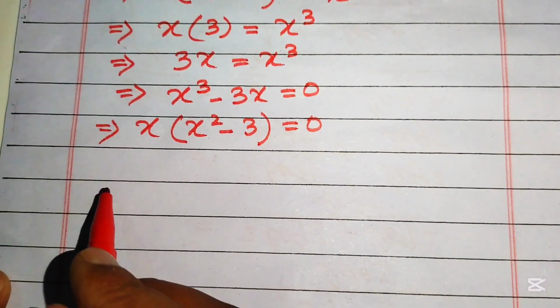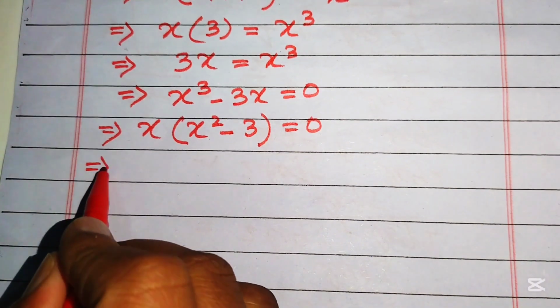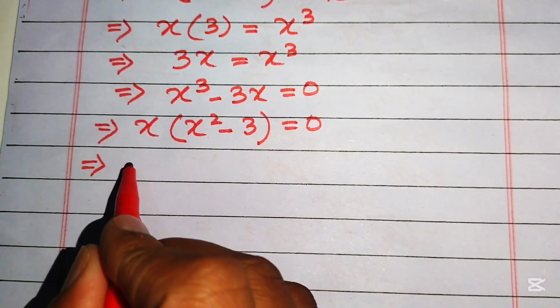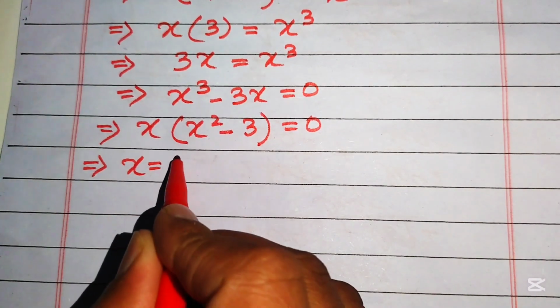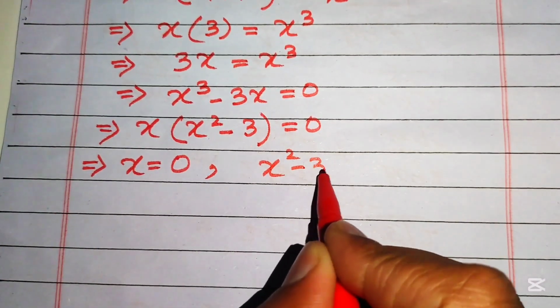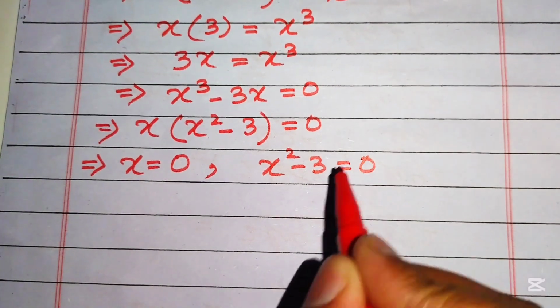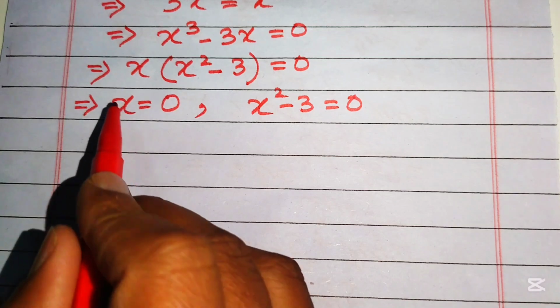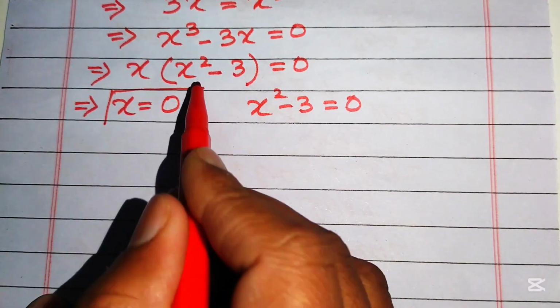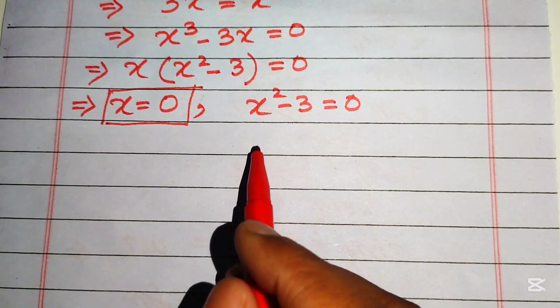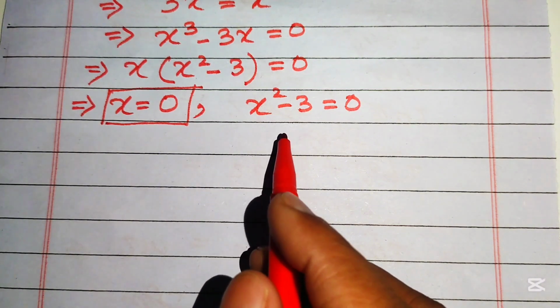Okay, so further in the next step here we need to convert this into two cases, so that our first case is we take x equals 0, and the second case is we take x squared minus 3 equals 0. So further in the next step you see here, this is the first solution of the given equation, and now in order to find the other solutions we need to solve this quadratic equation.